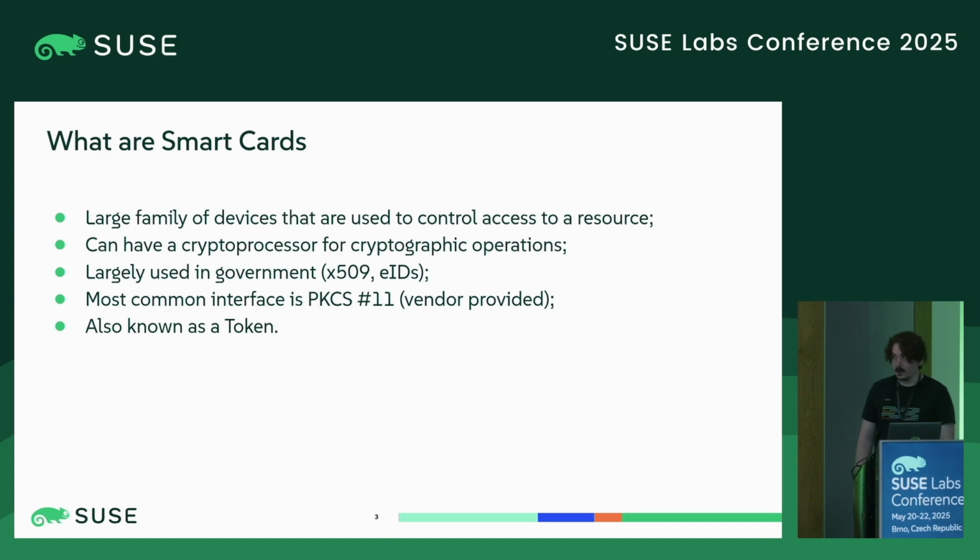They are largely used by government. I think in Europe as well. It's very common to find this in eIDs. And the most common interface that you will get when you're using one of these is PKCS#11 on Linux, which usually is a binary blob that is vendor provided, proprietary, and this is also known as a token.